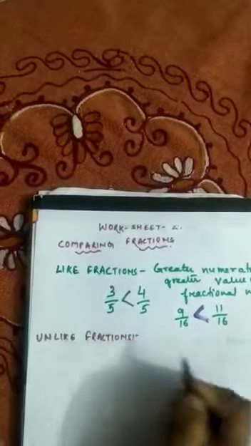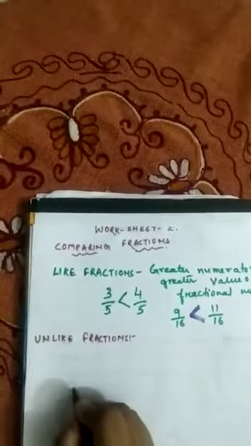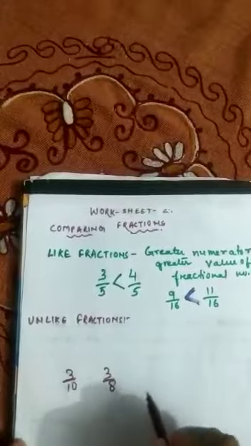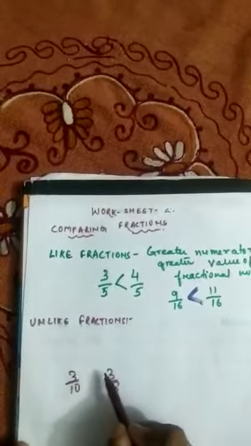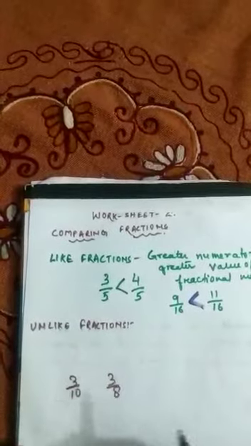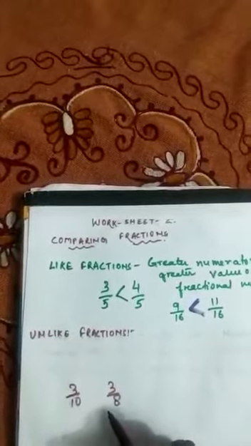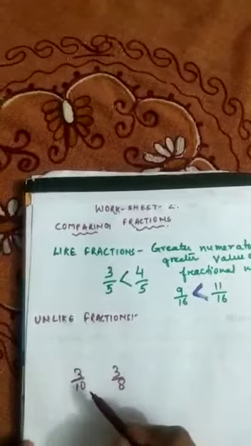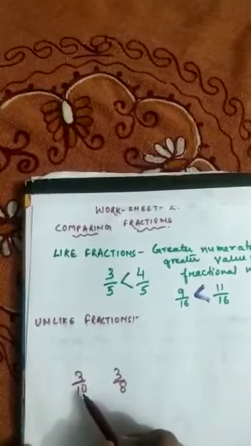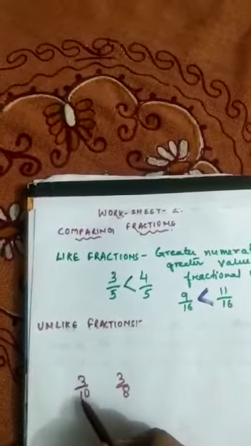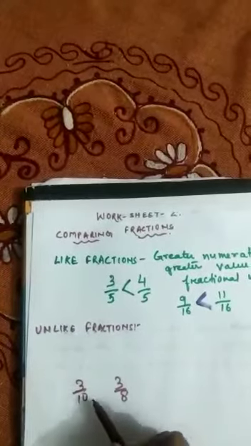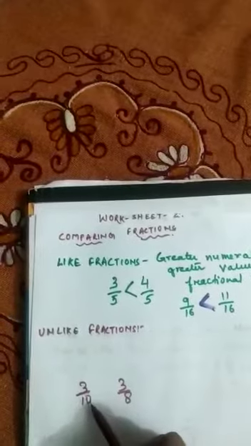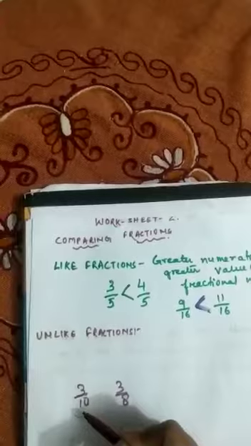In case of unlike fractions, for example, 3 by 10 and 3 by 8. If the numerators are same, here the numerators 3 and 3 are same, but the denominators are different. So how will we compare these two fractions? With the same numerator, the greater the denominator, the smaller will be the value of the fractional number. If the denominator is greater, then the value of that fractional number will be smaller.